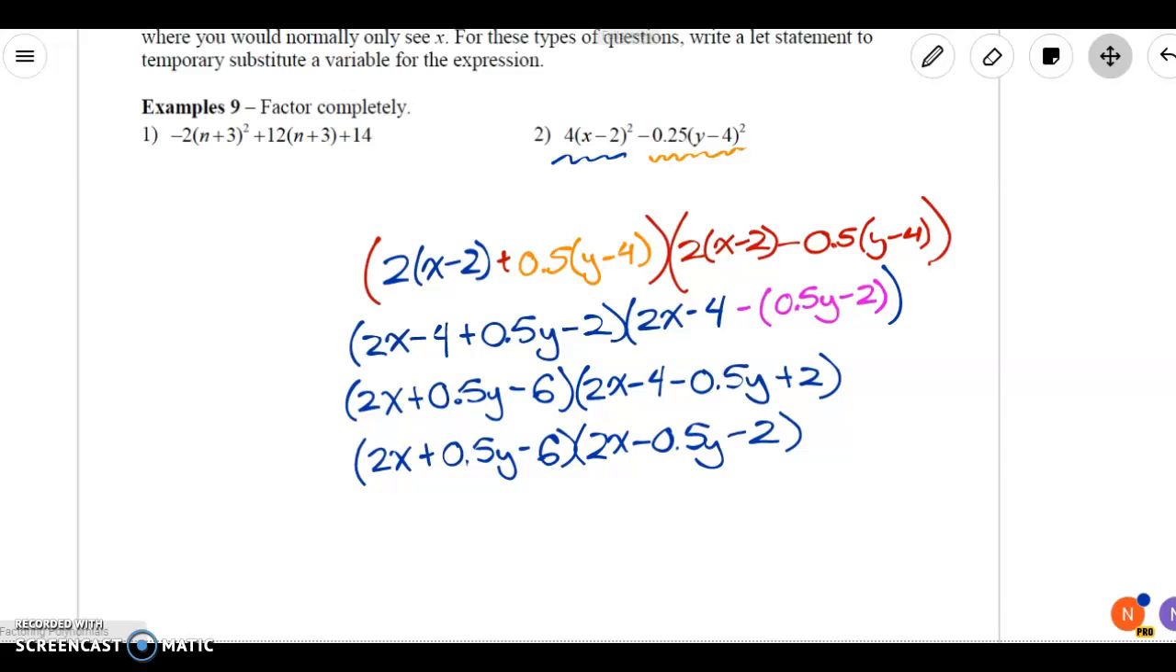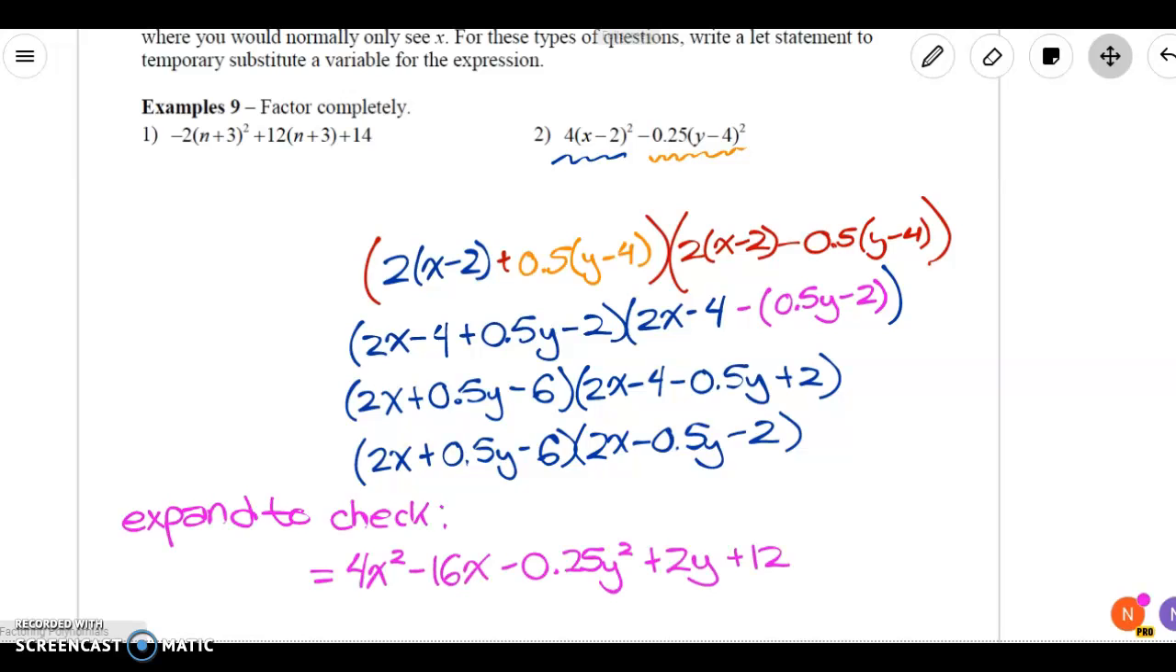Now again, really the only way we can check this is to expand out our original and expand out our factored form. We might just do a little more time distortion for that. And thankfully, if we do expand to check, we can see that both our factored version and the original version expand to 4x squared minus 16x minus 0.25y squared plus 2y plus 12. Feel free to just take my word for that unless you really want to do a lot of multiplying to check.